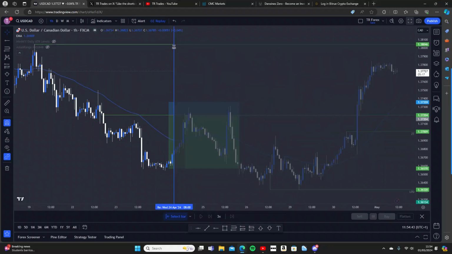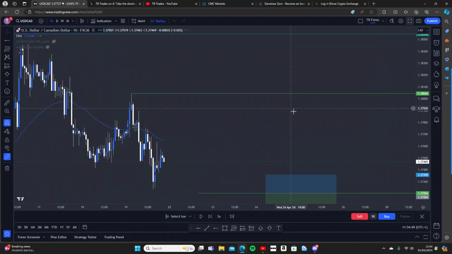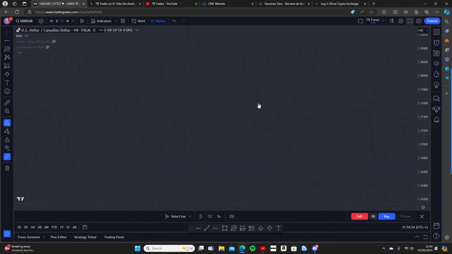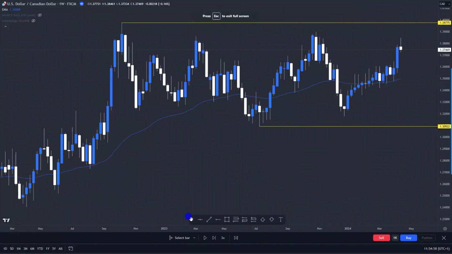So yeah, let's replay it as I always do. It's a lot easier to do it like that, so you can see exactly what I was seeing at the time. This trade I did came off of the weekly. So if we go to the weekly, just go full picture, so that's a bit easier.